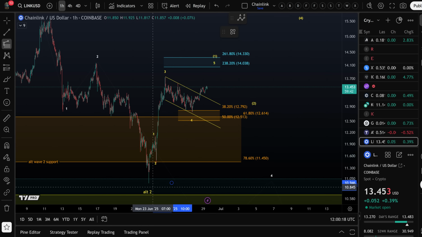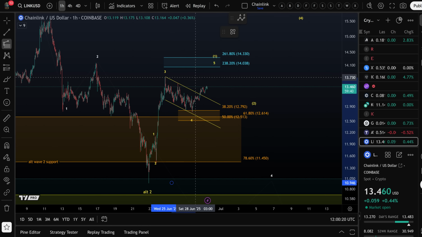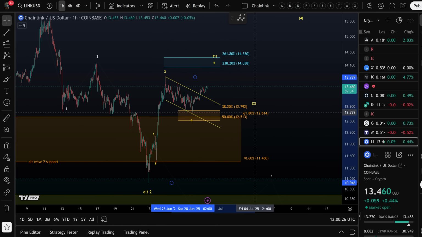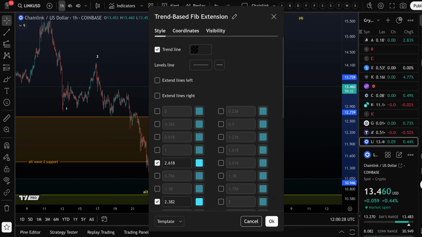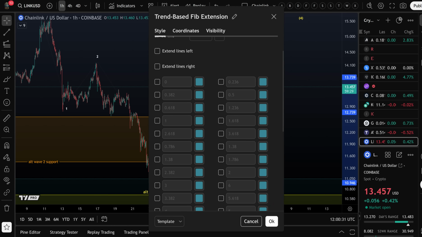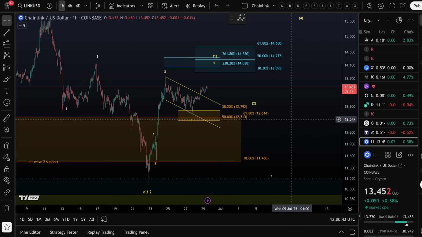And now let's define what we're doing here. We're measuring the length of waves 1 to 3, and we go to the low of wave 4. That's just one way of measuring a target for a fifth wave. Normally we say the 61.8 extension to the 38.2 extension, with a 50% extension level in between. So it gives you an ideal range here.